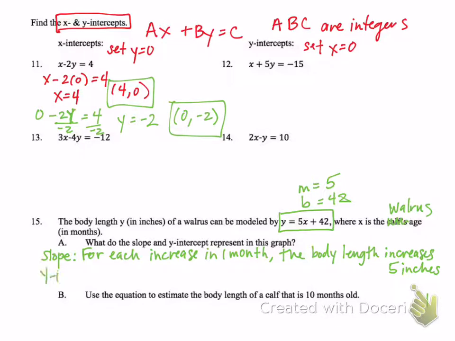Then the y-intercept, if I were to interpret the y-intercept, it's when x equals 0, my y value is 42. So in the context of this problem, what does it mean for x to equal 0? What does that say about the problem? The walrus was just born. He was 0 months old. So when he was 0 months old, or she, the walrus was 42 inches long. So when the walrus is 0 months or born, they are 42 inches.